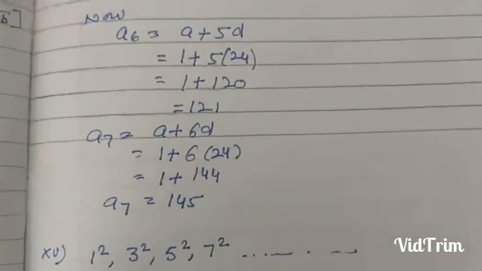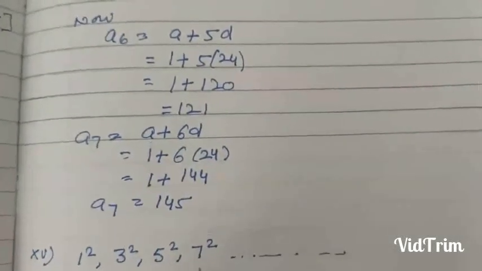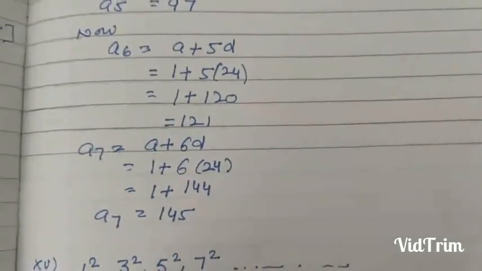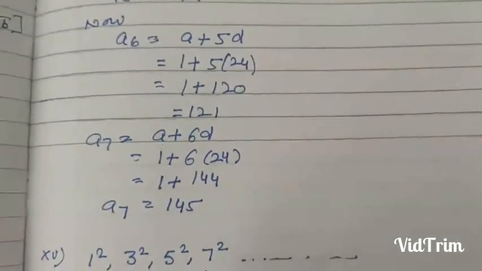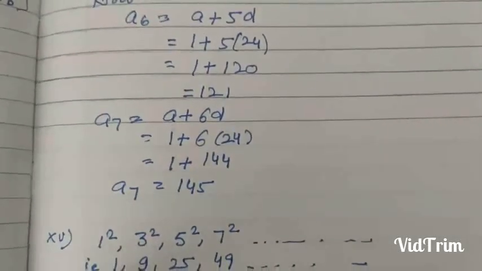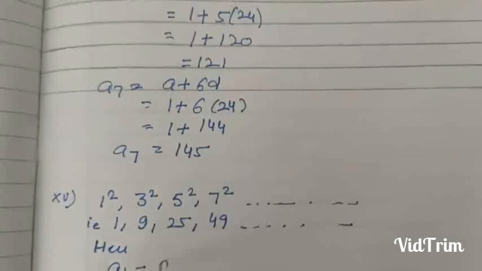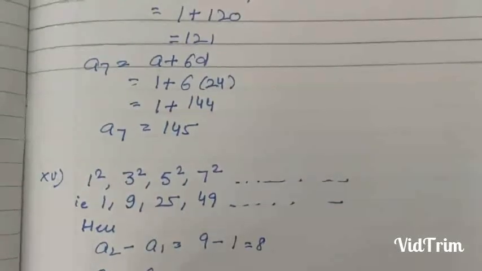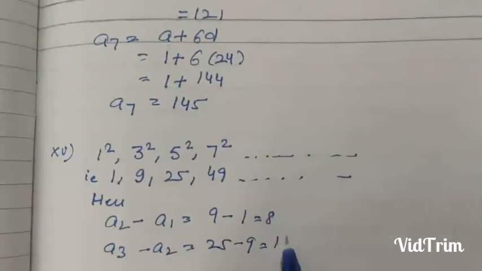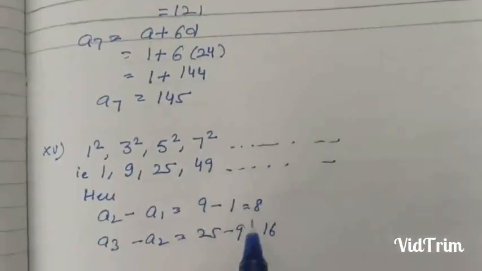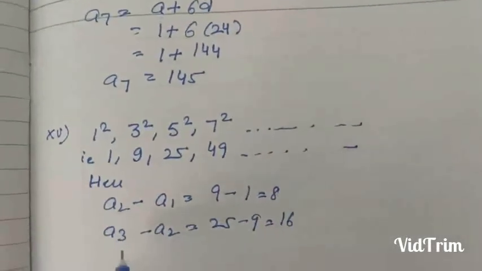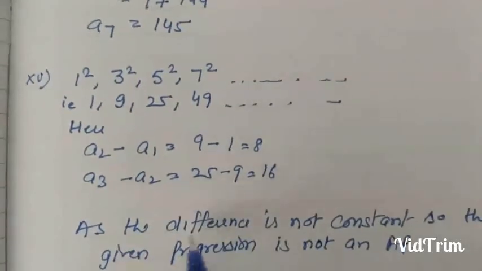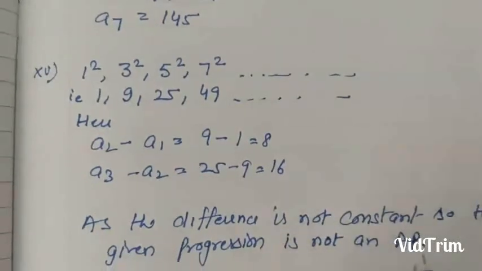And the next progression is 1 square, 3 square, 5 square and 7 square, that is 1, 3 square becomes 9, 5 square becomes 25 and 7 square becomes 49 and so on. Now here a2 minus a1 is 9 minus 1, that is 8, and a3 minus a2 is 25 minus 9, that is 16. And you can see the difference is not the same. In the first case a2 minus a1 is 8 and a3 minus a2 is 16. So you can write that the difference is not constant, so the given progression is not an AP.